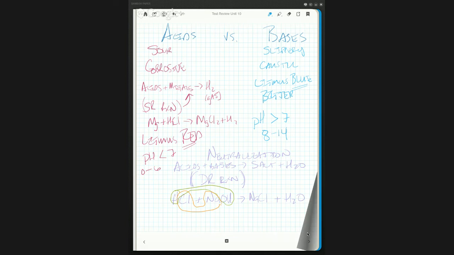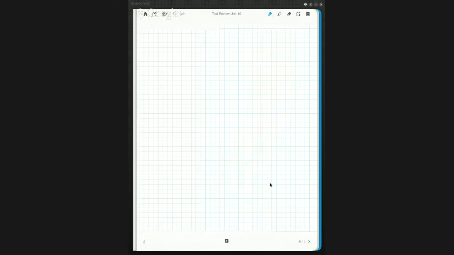The next piece, we introduced the pHs. But you know what we should talk about? Let's talk about strengths. And so this was one of the questions. I can't remember if it was Pear Deck or Kahoot. Strong is saying that it dissociates completely. And another way of saying that would be ionizes completely. So dissociates or ionizes completely.